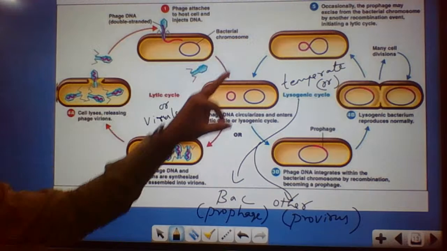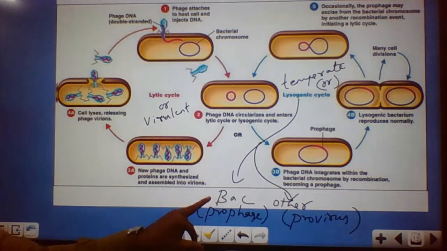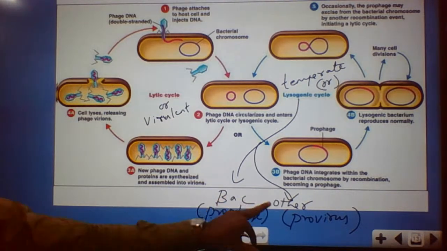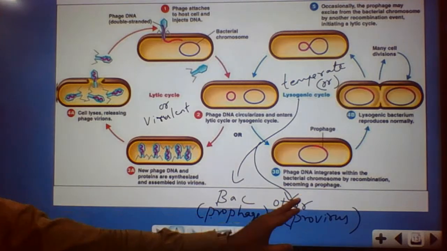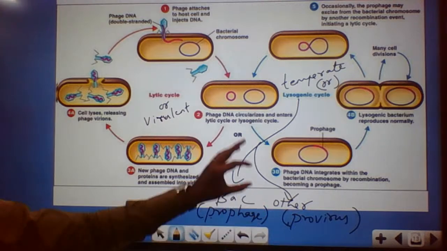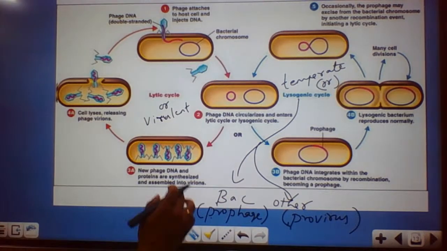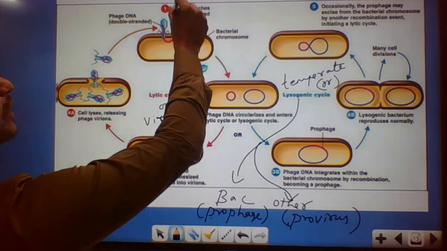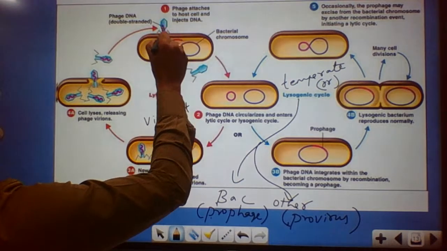Only if the viral DNA gets integrated with the bacteria. If the host is a bacteria, then it is a prophage. If the host is other than the bacterial cell, then after integration, we call that a provirus. So this is about the life cycle. When you look at this diagram, you could see the phage get attached to the host cell and inject its DNA.